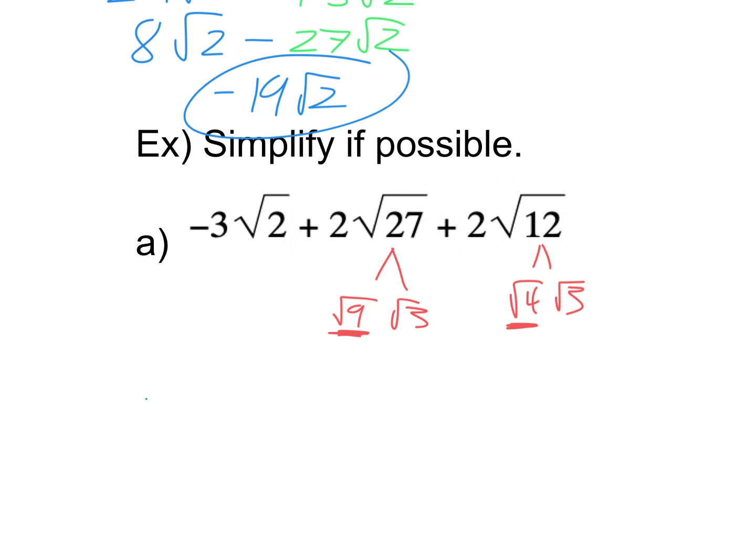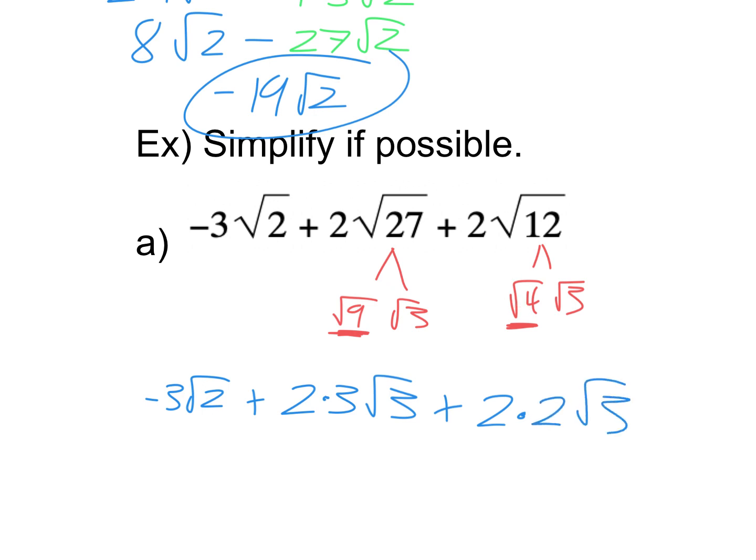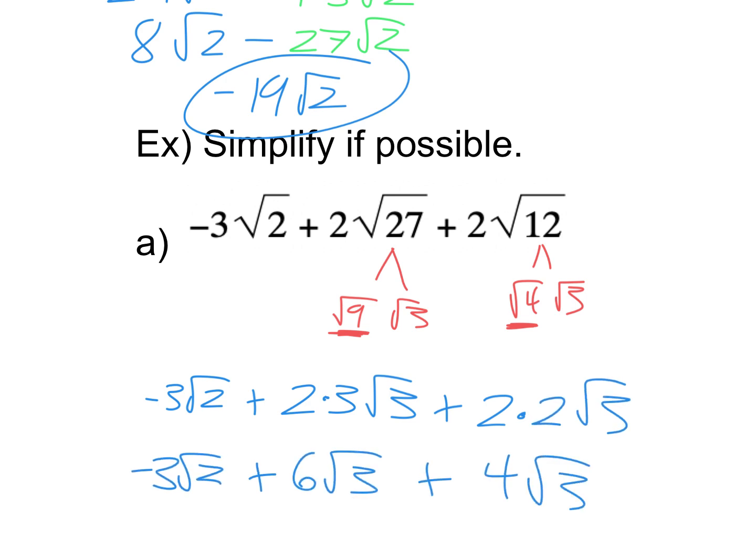So to simplify, I have negative 3 square roots of 2 plus 2 and then times 3, because I can pull out a 3 with the square root of 9. But then this square root of 3 will stay as a square root. Plus 2 times square root of 4 gets me another 2. And then I have the square root of 3. Now I'll simplify some more. So negative 3 square roots of 2 plus 6 square roots of 3 plus 4 square roots of 3. So I just simplified the multiplication.